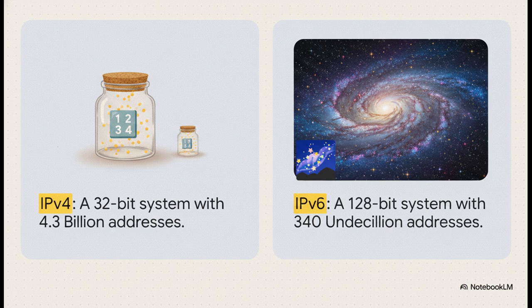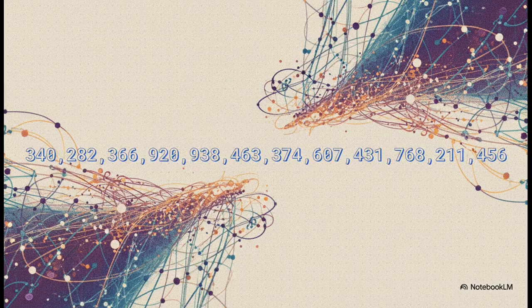And the change in scale is, well, it's almost impossible to wrap your head around. We jump from a 32-bit system with 4.3 billion addresses to a 128-bit system with 340 undecillion. That's 340 with 36 zeros after it. I mean, just look at that number. It's so big, it's practically meaningless.